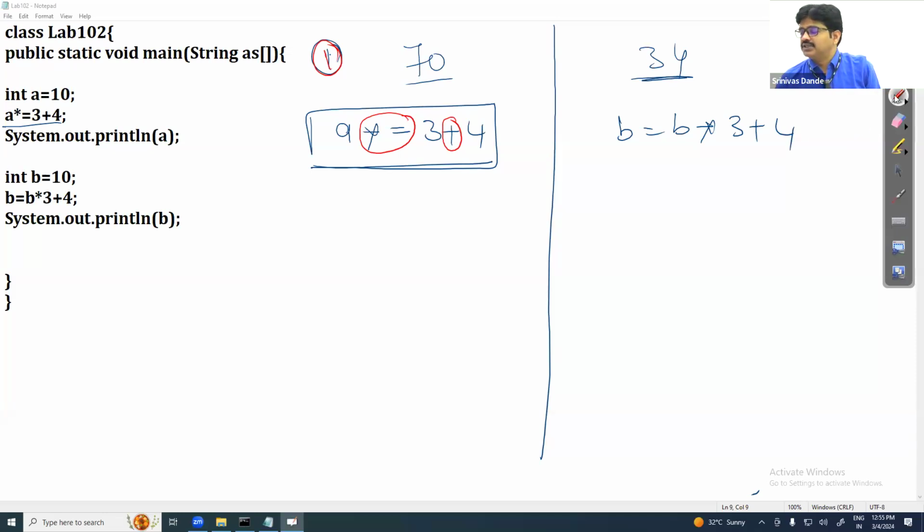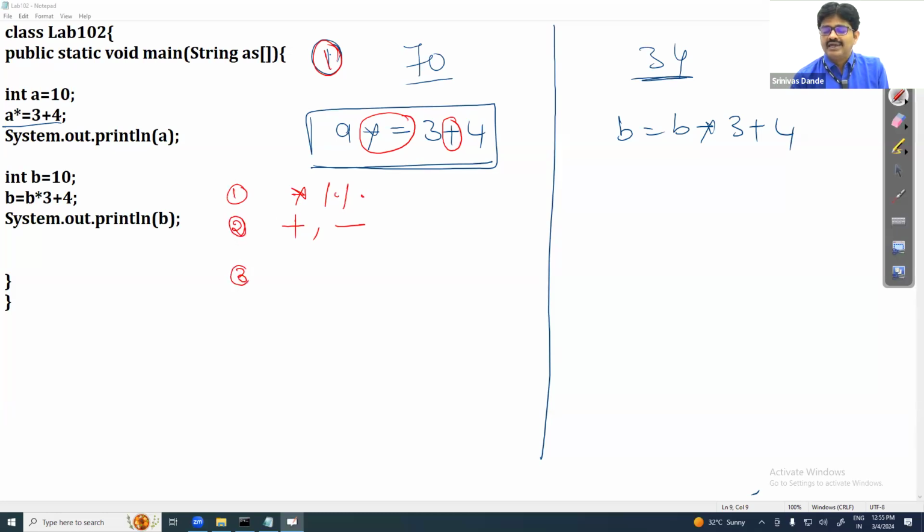Regular arithmetic will take more priority. See, regular arithmetic: plus, minus. And what about star? Star will take more than that, right? Star, division, and modulo first. This is the first group, right? And plus, minus is the second group, right?